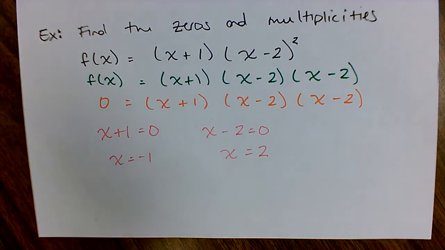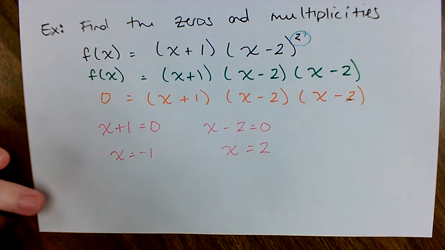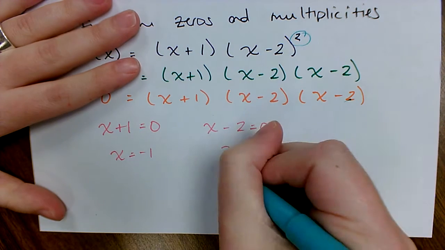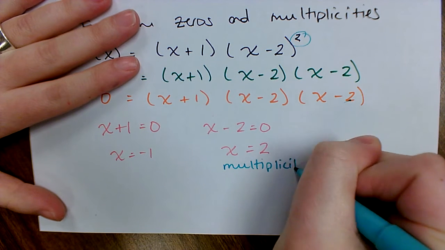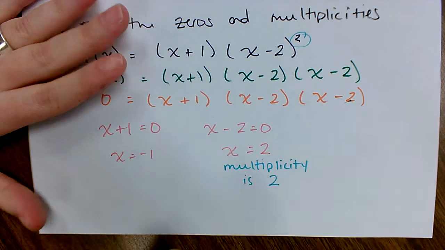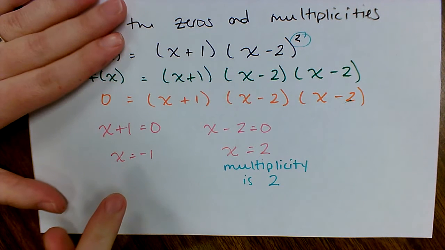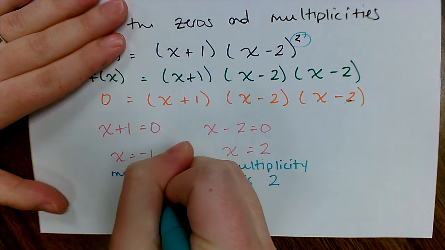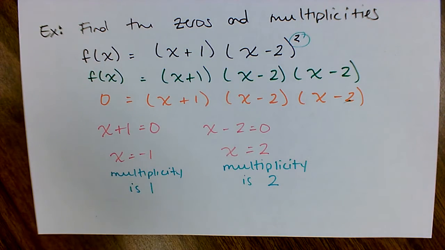But how many times did I get x equals 2? Well, I would have gotten it twice because I had the factor twice. And we see that from right up here with that exponent of 2. That tells us I'm going to have that factor 2 times. So here, this multiplicity for this 0 is 2. What about x equals -1? How many times did I get that 0? I got this 0 once, so its multiplicity is 1.